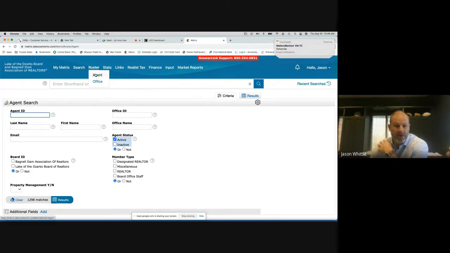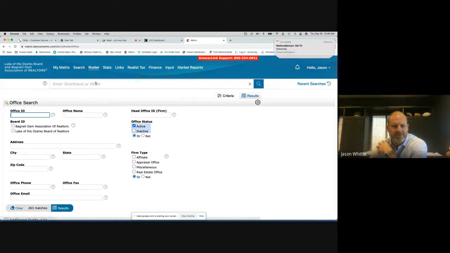If you ever want to look at how many agents or how many offices there are, you go under agent, go to active, type in DRs and realtors, and that'll tell you there's 1,072 that are part of the board. If you want to look at how many offices there are, you go to active. Again, make sure that it's a real estate office, not miscellaneous, appraisal, or affiliate. You can see there's 201.